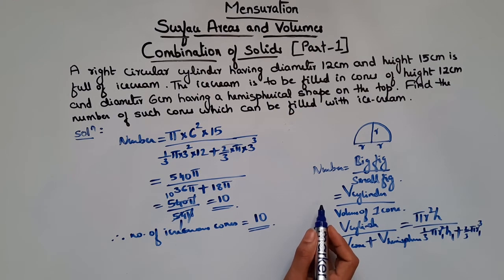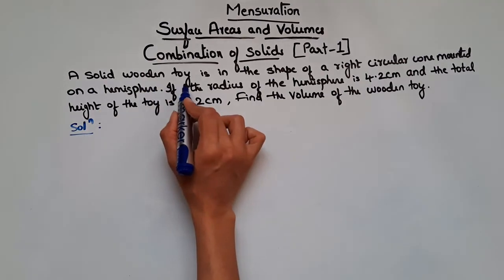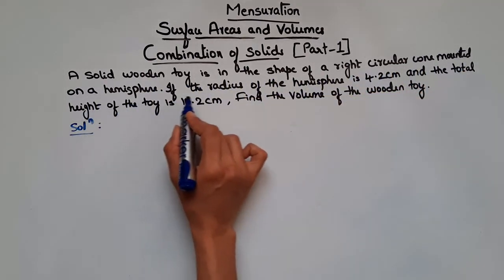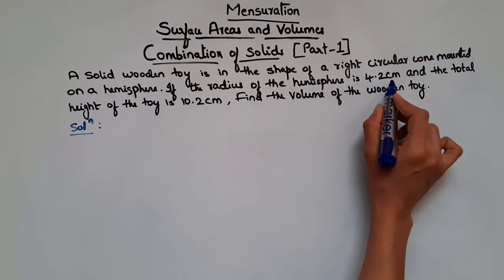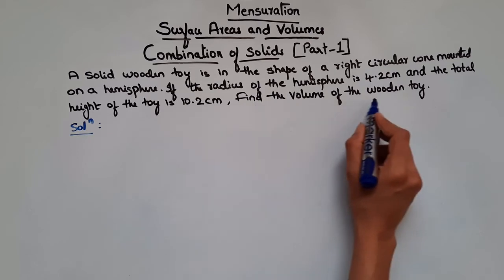Now let's see the next problem. So now let's see this problem. Here it says a solid wooden toy is in the shape of a right circular cone mounted on a hemisphere. If the radius of the hemisphere is 4.2 centimeter and the total height of the toy is 10.2 centimeter, find the volume of the wooden toy.